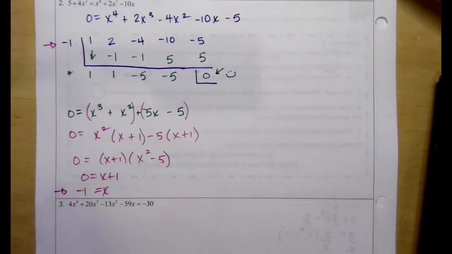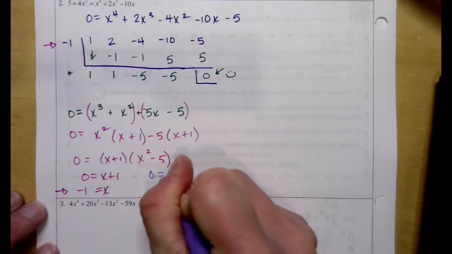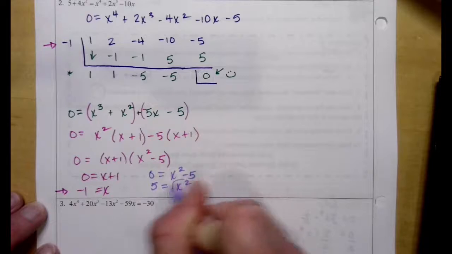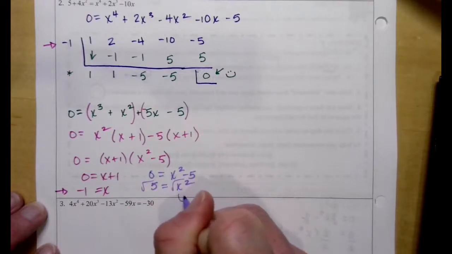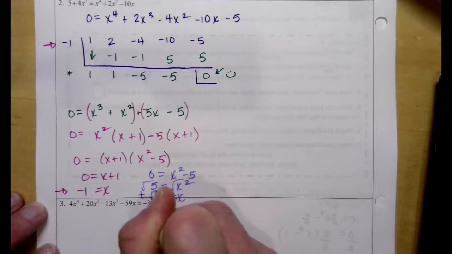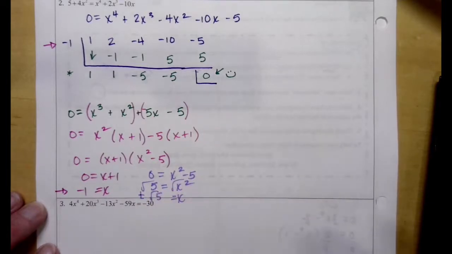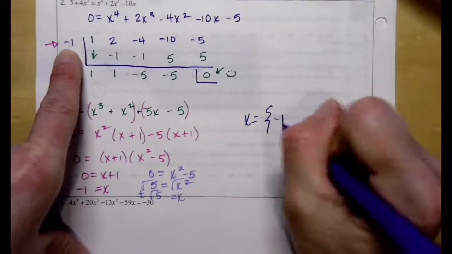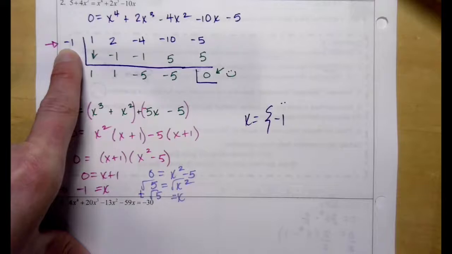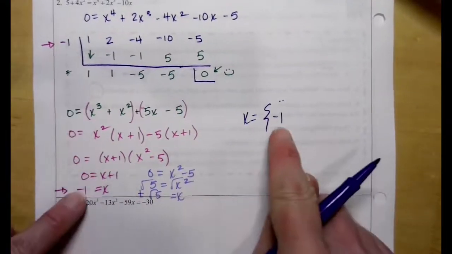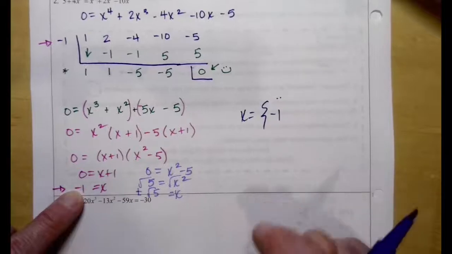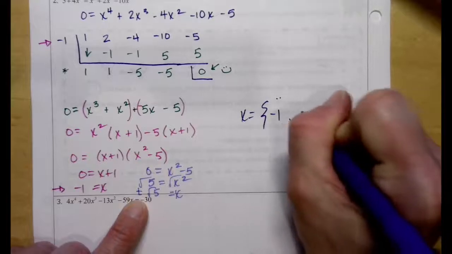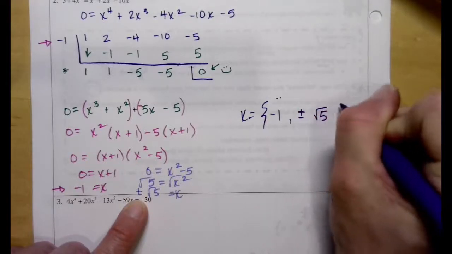So if I know then that 0 is equal to x squared minus 5, 5 is equal to x squared, take the square root of each side, so then x is equal to plus or minus the square root of 5. So let's talk about our zeros. X is equal to, let's list them all. I have -1, but that has a multiplicity of 2. That's a double root. I only list it once, but I know it's there twice, and that's where the graph bounced. And then here are my other 2 solutions, plus or minus the square root of 5.